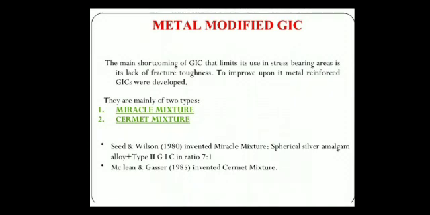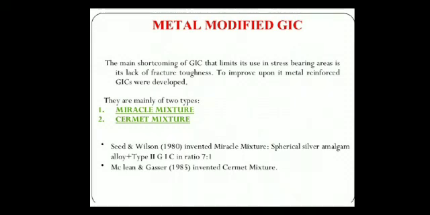Metal modified GICs. The main shortcoming of GIC that limits its use in stress bearing areas is its lack of fracture toughness. To improve upon this, metal reinforced GIC, two types were developed: miracle mixture and ceramic cement mixture. Miracle mixture contains spherical silver amalgam alloy added to the type 2 restorative GIC in the ratio 7:1.